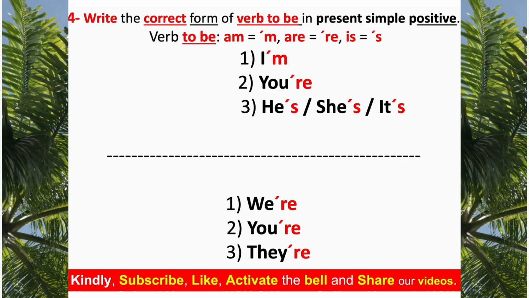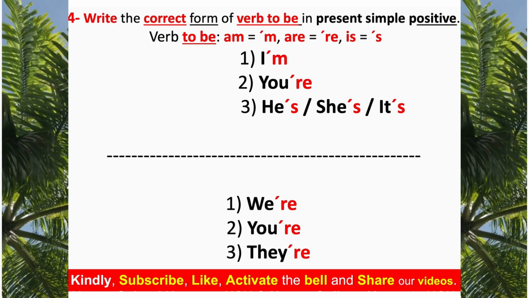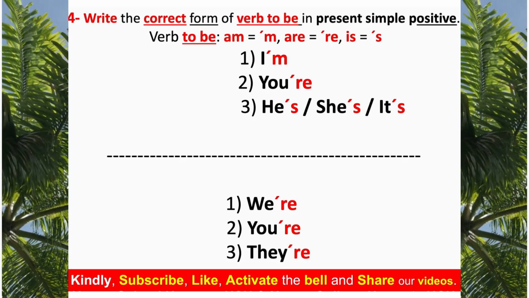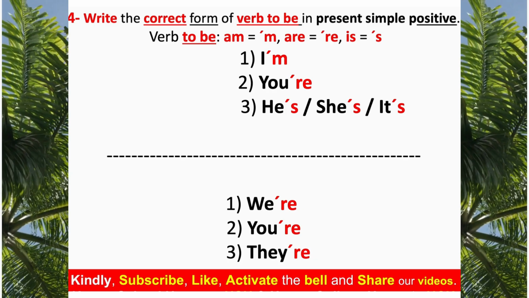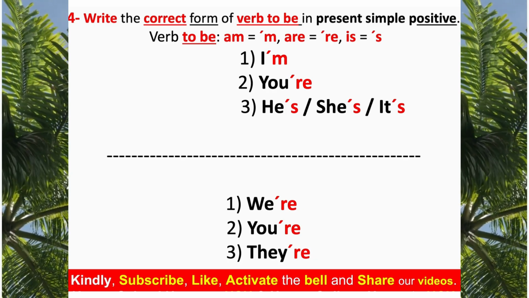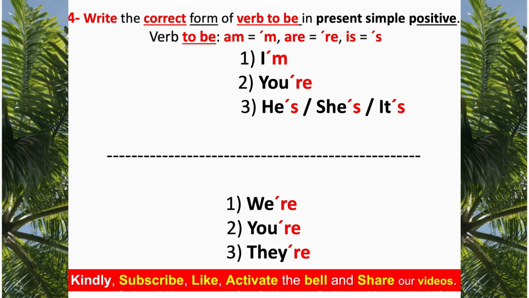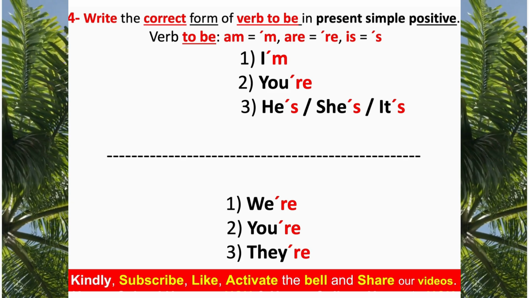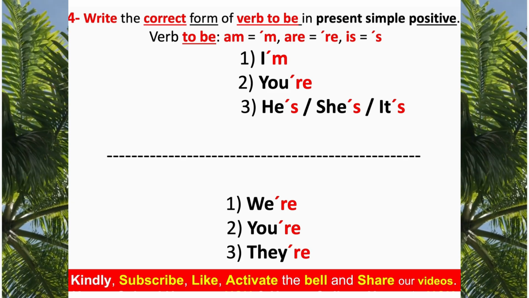If you write them in the short form, it's better. If you write them in the long form, no problem. But it's better to write them like this: I'm, you're, he's, she's, it's, we're, you're, they're. So you should know this because it's very important in English. So this is level 1 and you should know them today. Let's go to the negative form.